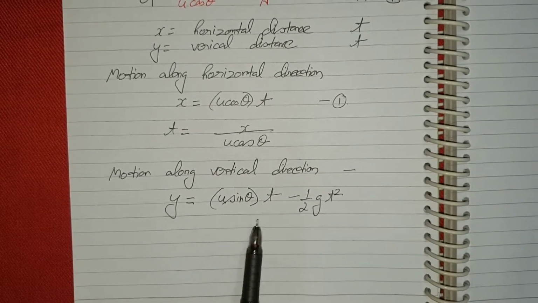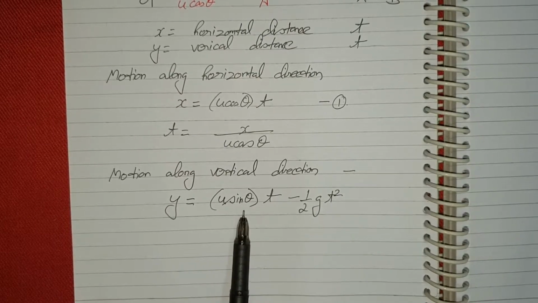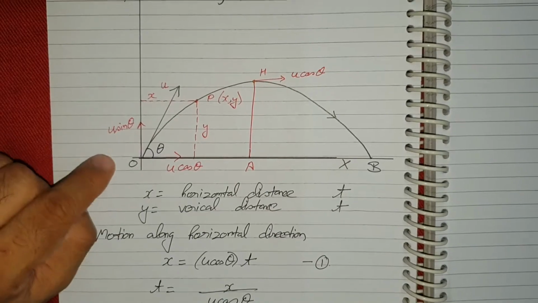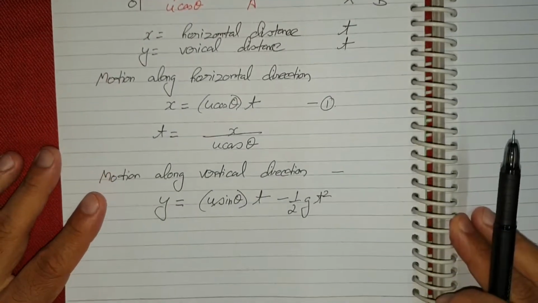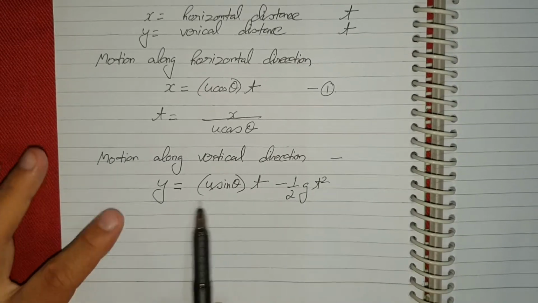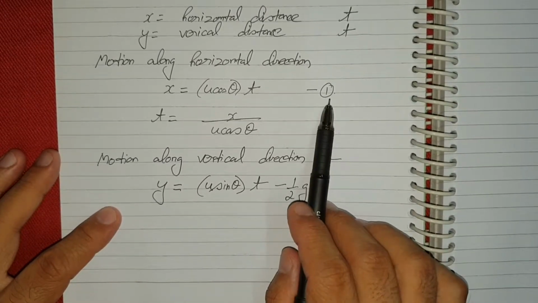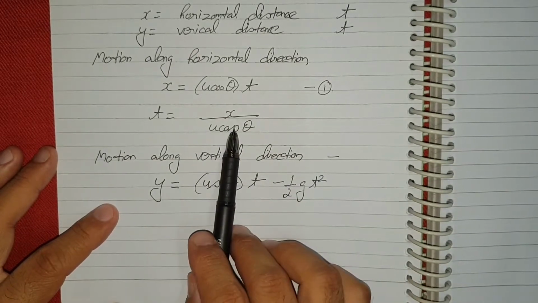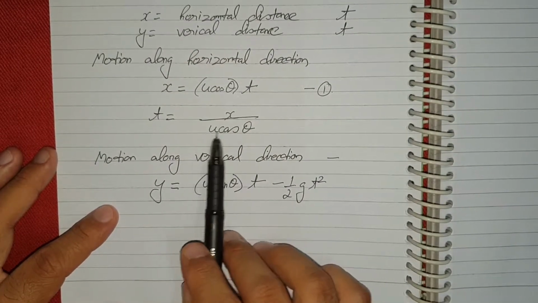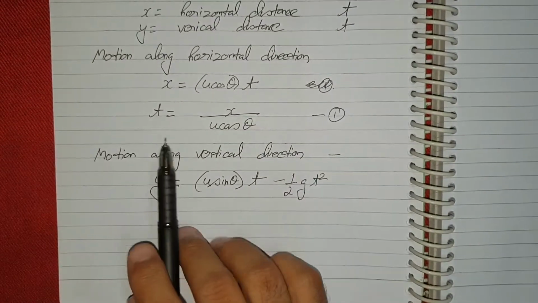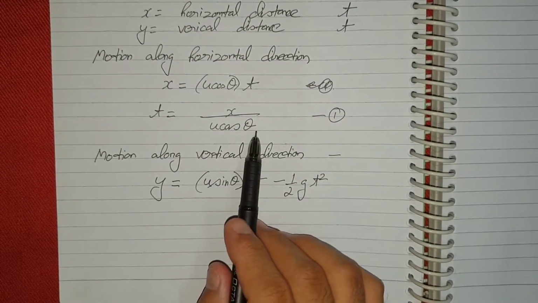So by the second equation of motion, ut, initial velocity is u sin theta, as we have discussed, this u sin theta into t minus half gt square. Now we can substitute the value of t from this one. T is x upon u cos theta. You can consider this as equation 1.